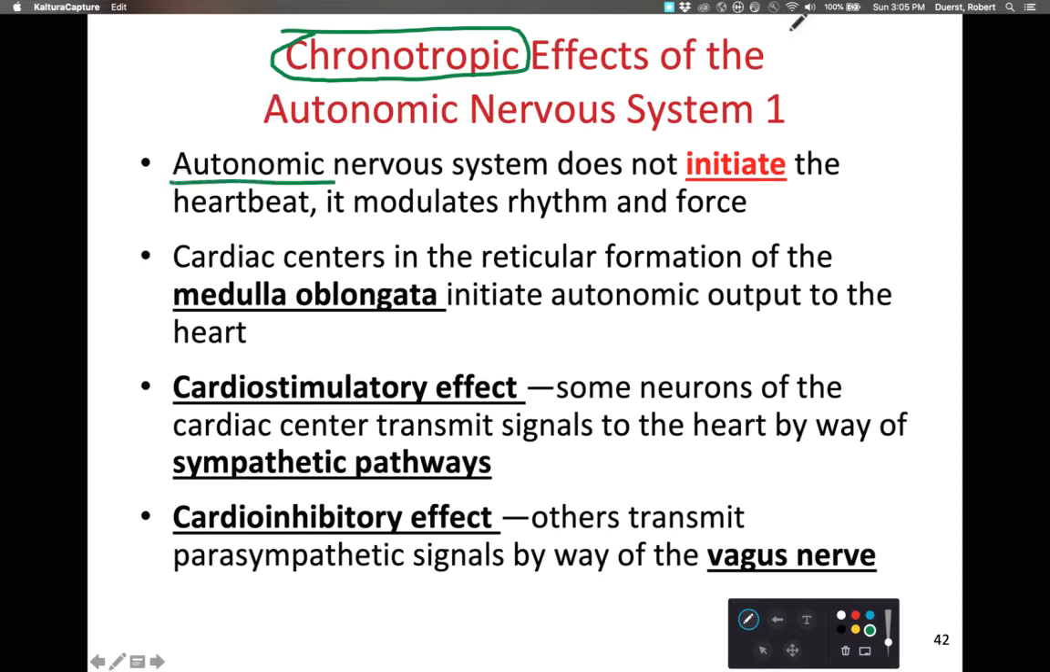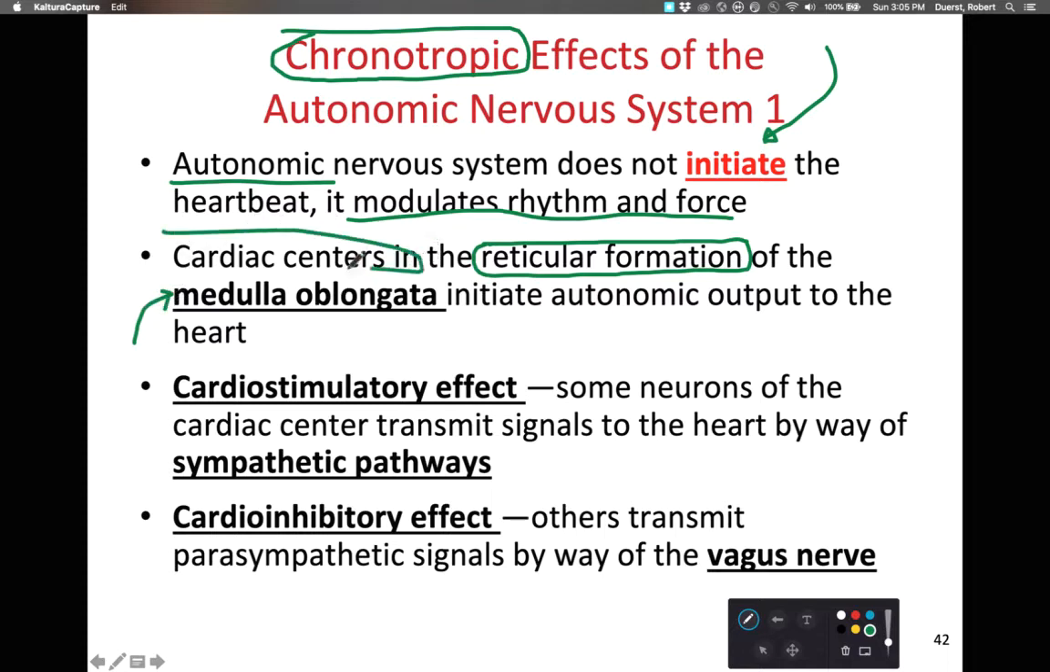Our autonomic nervous system typically is not going to initiate heart rate. That's the pacemaker cells within the sinoatrial node. Instead, it's going to modulate the heart rate, both the rhythm and the force of contraction. As we look at the cardiac centers in our brain, there's a structure referred to as the reticular formation that is going to branch and travel through the medulla oblongata, and the cardiac centers of the reticular formation in the medulla oblongata are ultimately going to be the parts of the brain that modulate the sinoatrial node and influence the heart rate.